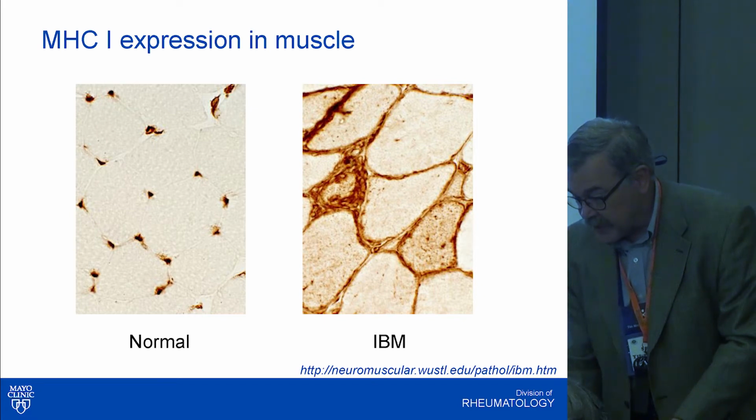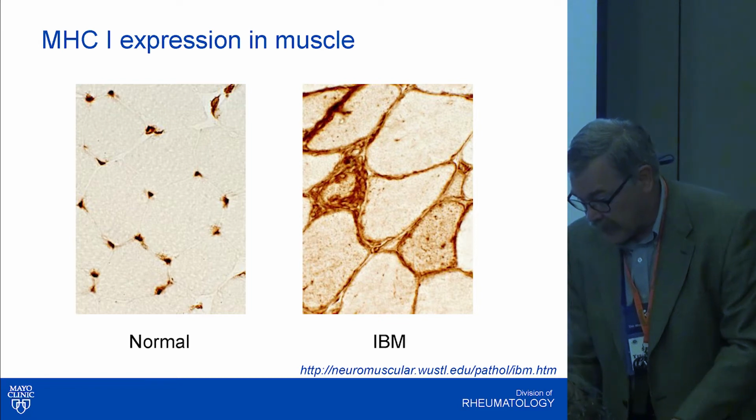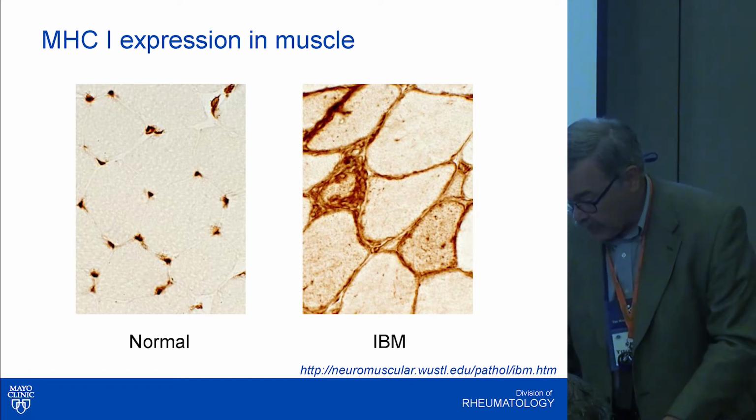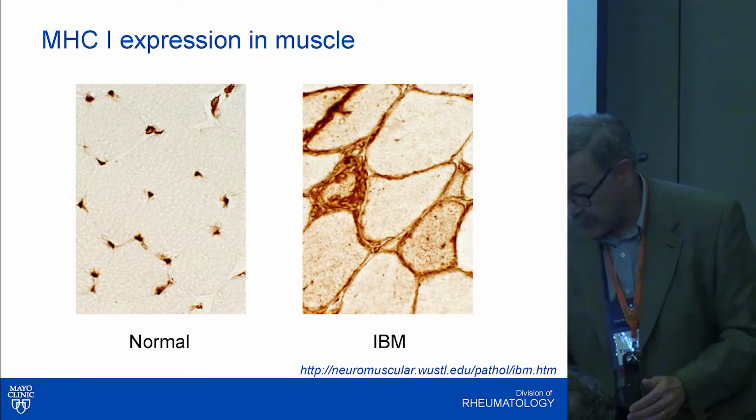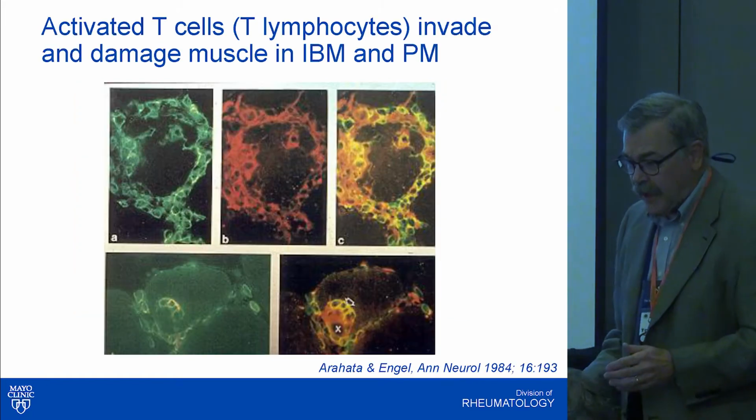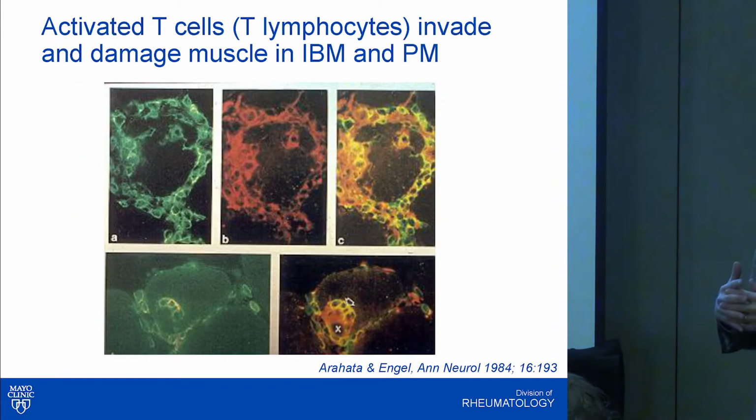So again, these are individual muscle fibers in a biopsy, and here you can barely see them. What's brown are blood vessels, but here there's a lot more brown, and this is staining on the muscle fiber surface that makes the muscle fibers a better target for the immune system, basically. I show this in almost all talks I give because I think this is one of the key findings that was ever published about these diseases.